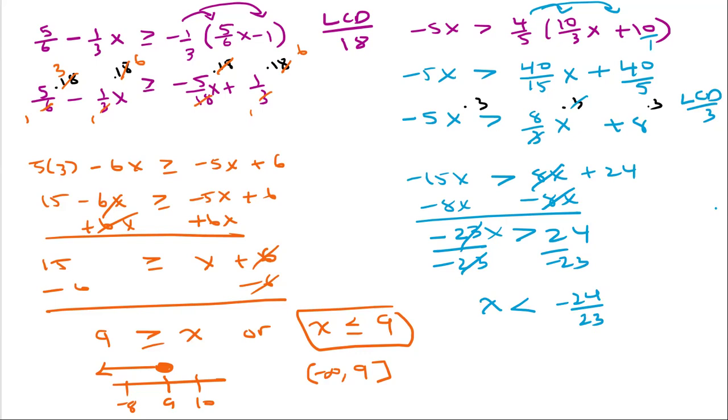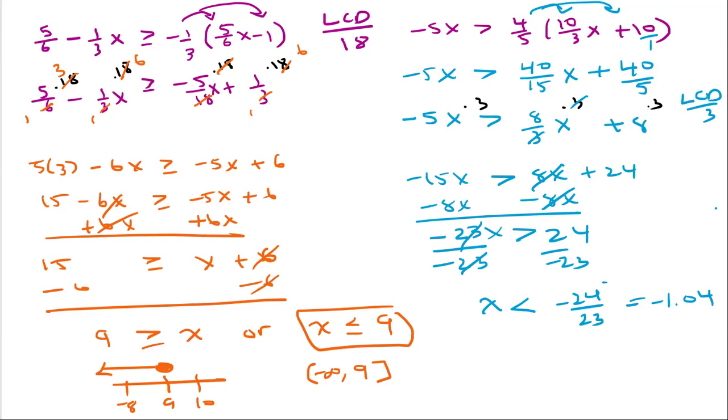Which is negative 1.04. So this is negative 1.04. Okay. But if they want the exact answer, then we just leave it as negative 24 over 23. If they want a decimal answer, then we have negative 1.04. Plus that helps us when we graph it.